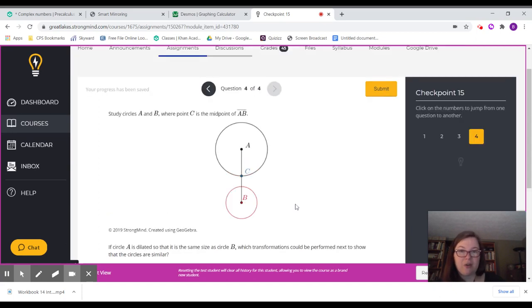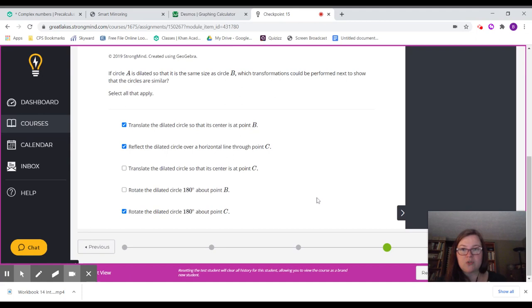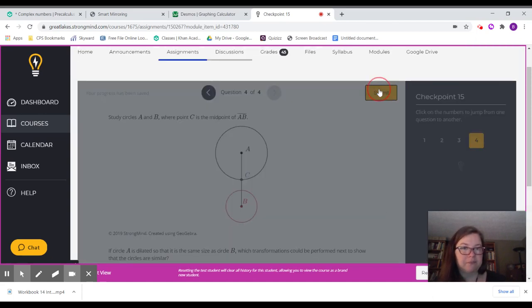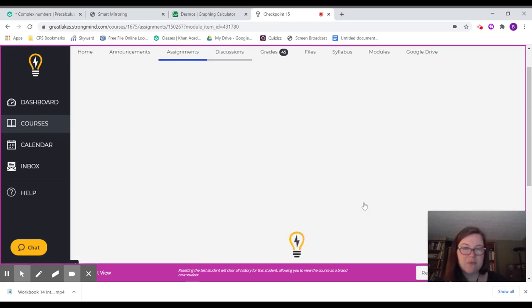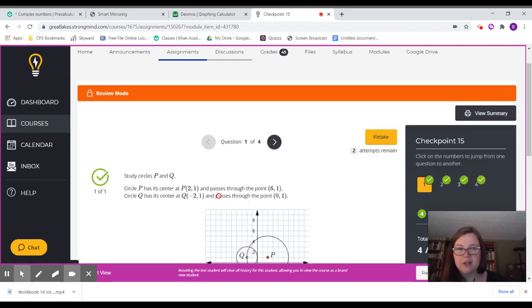Okay, so that was checkpoint 15. Those answers were translated so that the center is at point B, reflect the dilated circle over a horizontal line through point C, and rotate the dilated circle around point C. All right. That was checkpoint 15, workbook 15. Notice how nice and short it was. We welcome these days. Very good.